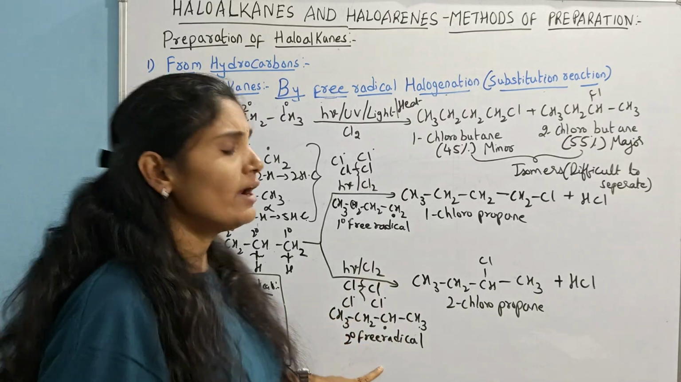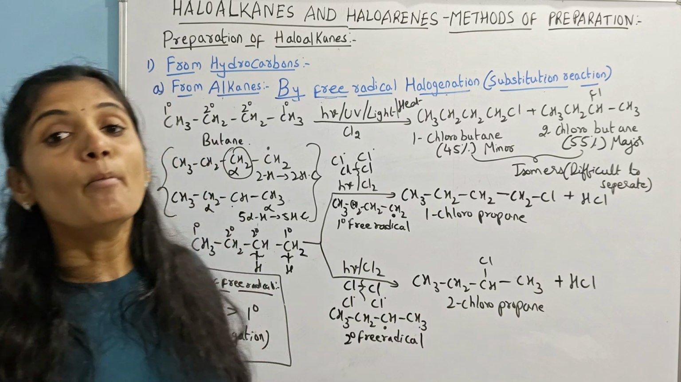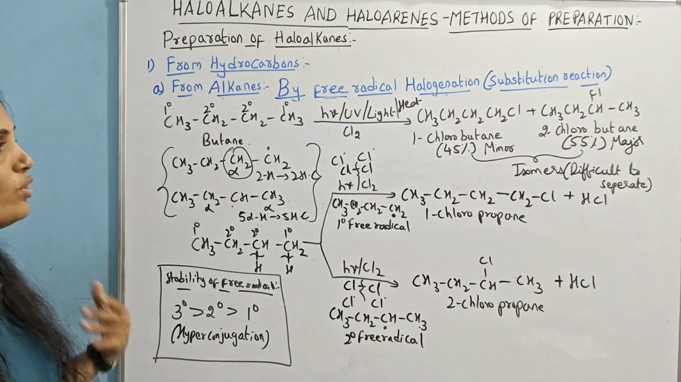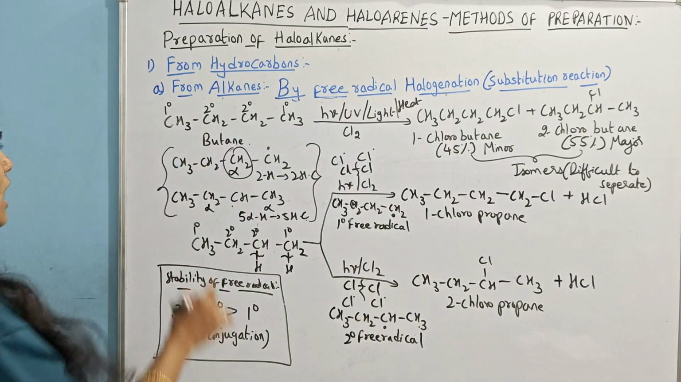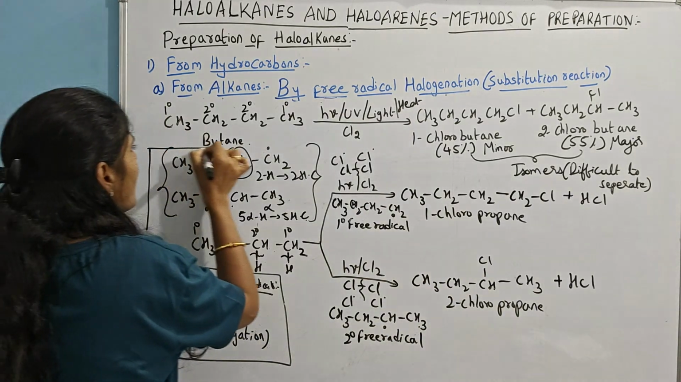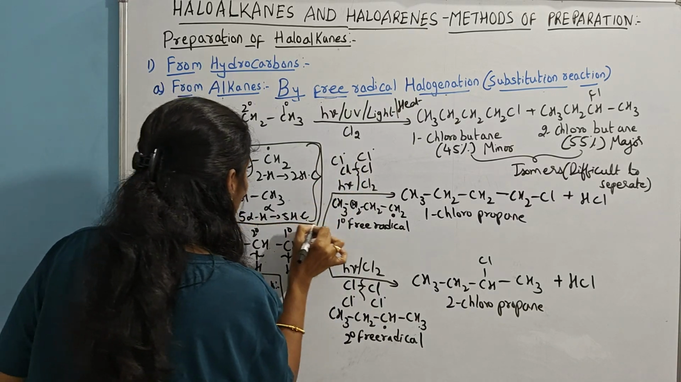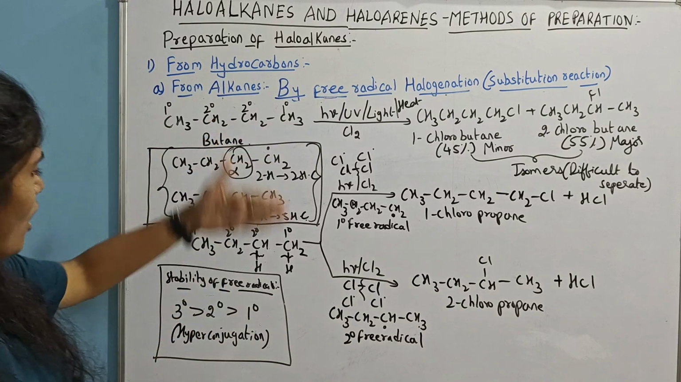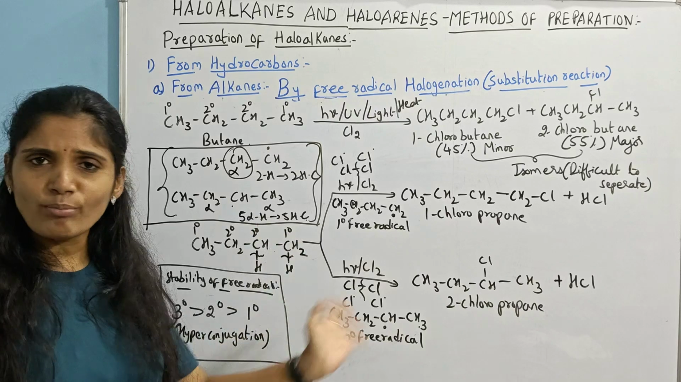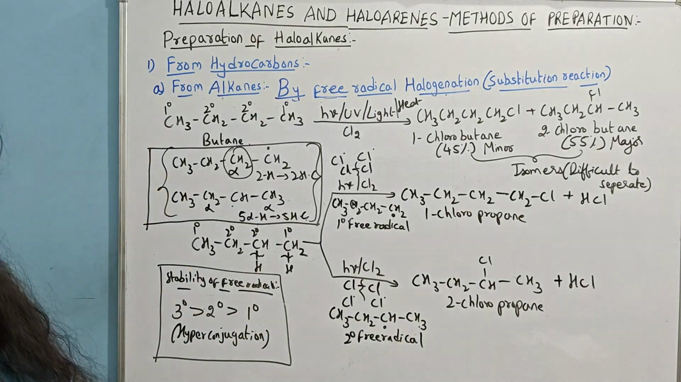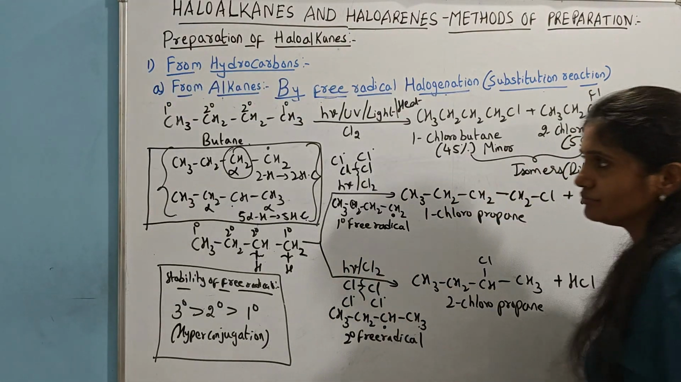So which is more stable? The secondary free radical is more stable due to more hyperconjugating structures. So this will be my major product. This is how you decide the major product and minor product when we do the halogenation of any alkane. This is for your understanding of why tertiary is more stable than secondary, and then primary. The same logic applies for your carbocation.